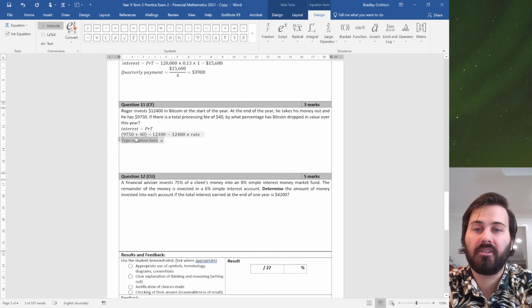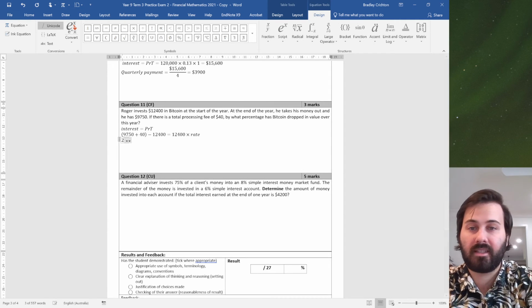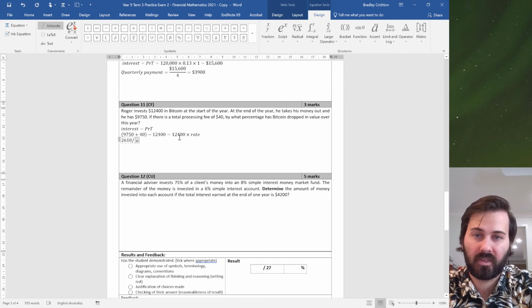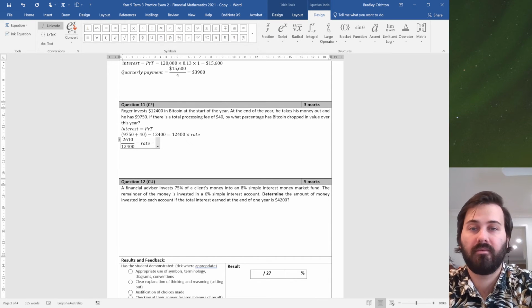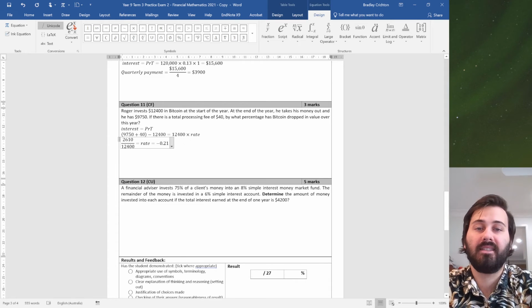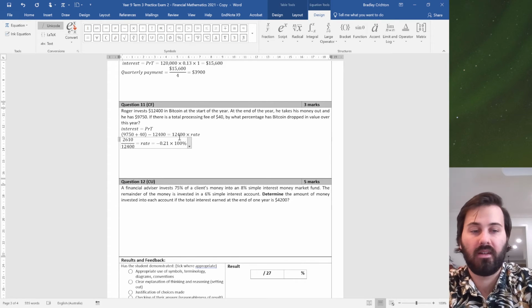Now when we add these two values together and then subtract 12,400, we would get negative 2,610. Now, to find out what the rate is, we have to divide both sides by 12,400. That would give us our rate, and our rate in this case is equal to negative 0.21. Now, as a decimal, we can convert that back into a percentage by multiplying by 100%. In this case, that is equal to negative 21%.